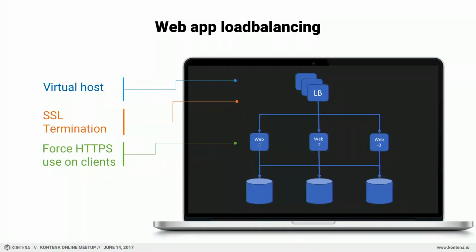So for the first use case, the web app, it's the typical to-do web app demo that we've used in quite a few of the online meetups. So basically what I'm going to configure and deploy is the web application with 3 web frontends. I'm going to do a virtual host configuration so that there is a domain name that gets routed to these web containers. I'm going to enable SSL termination so that the load balancer actually terminates the SSL traffic for me. And then I'm going to show how to even force HTTPS to be used on the client side.